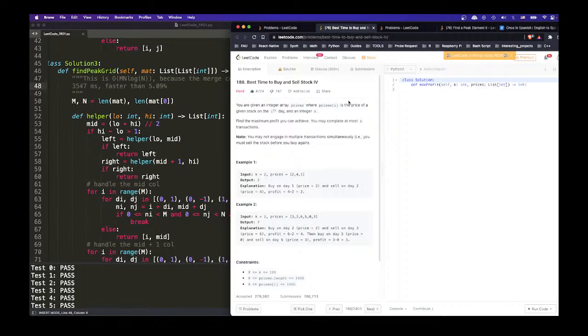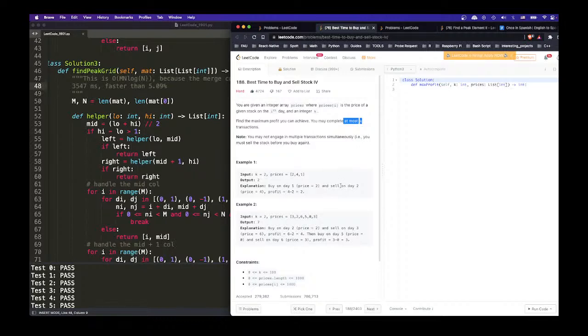Let's see. We're given an integer array, yes. Prices as static state, yes. We make complete at most k transactions. Okay, so this is the at most k transactions. You may not engage in multiple transactions simultaneously. Yeah, for sure. So buy, sell on day 2.